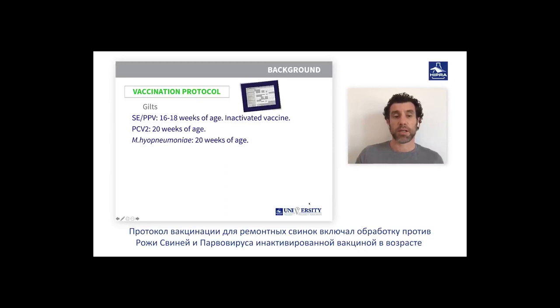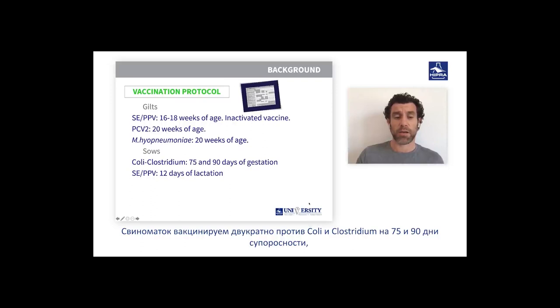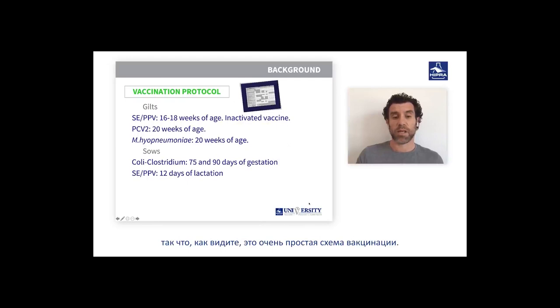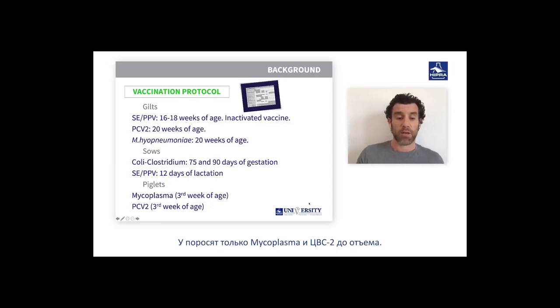The vaccination protocol in the gilts: we vaccinate against erysipelas and parvovirus with an inactivated vaccine between 16 and 18 weeks of age. We are using a PCV2 at 20 weeks of age, and at the same time we vaccinate against Mycoplasma pneumoniae too. And the sows, we vaccinate against Coli and Clostridium. We are using a couple of doses with 75 days and with 90 days of gestation. And during the lactation, around day 10 after farrowing, we are using erysipelas and parvovirus. So as you can see, it's a very, very simple vaccination protocol. In the piglets, more or less the same, very simple, mycoplasma and PCV2, just at the moment of the weaning.